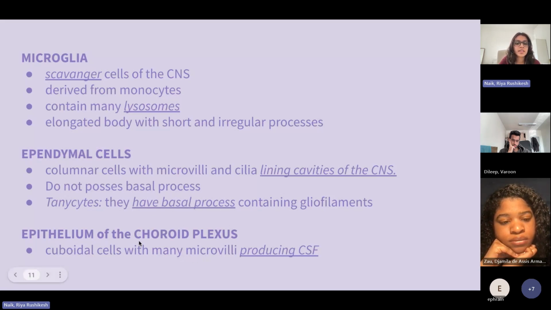Now, the epithelium of the choroid plexus is the choroid plexus. It has many microvilli, and the most important function of it is producing the cerebrospinal fluid. And basically, your brain cannot survive without cerebrospinal fluid. So, the choroid plexus is very essential.